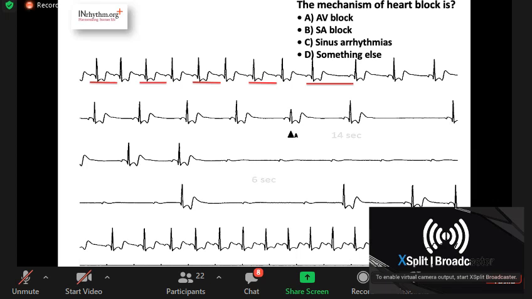Minus the drugs, it is a vagal reaction, right? So if you have ruled out any kind of drug that is affecting both the SA node and the AV node, probably the next diagnosis is a vagally mediated AV block.